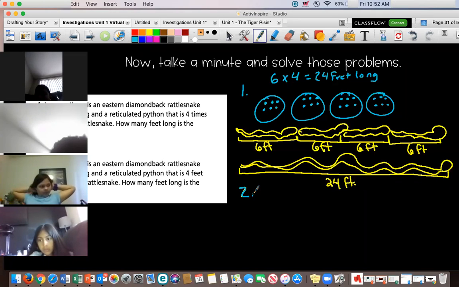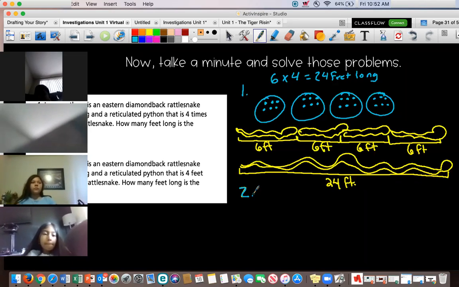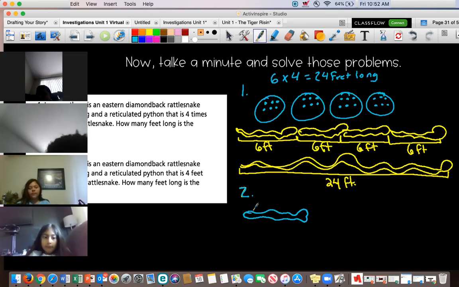Okay, so here's where we're going to freeze. Because this is why I think drawing the snakes is the helpful thing to do on this one, right? Because Henry, how long does it say our rattlesnake is in number 2? A rattlesnake is 6 feet long. Oh, look, it says an Eastern diamondback rattlesnake is 6 feet long, just like number 1, right? So there's our rattlesnake. He's 6 feet long.